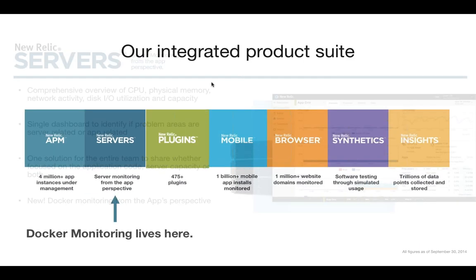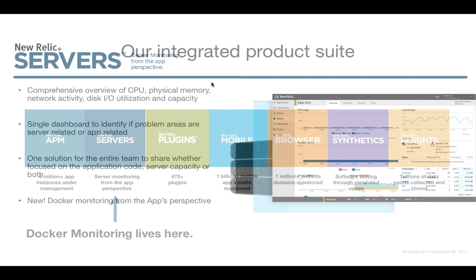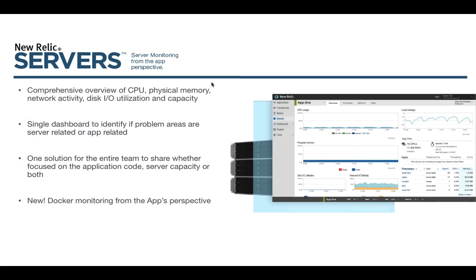Servers. New Relic Servers is the product that our Docker monitoring lives inside. New Relic Servers is a free product. Therefore, Docker monitoring from New Relic is also free. We'll touch a little bit on how it works within the demo, but in a nutshell, New Relic Servers really helps complete the APM picture by attaching that infrastructure layer to your monitoring of your applications.